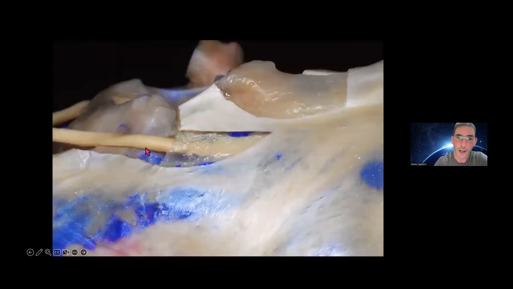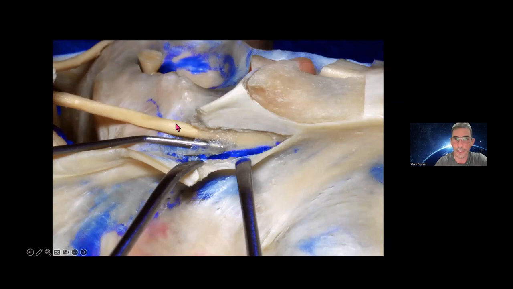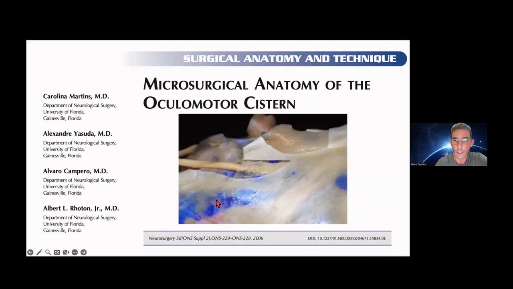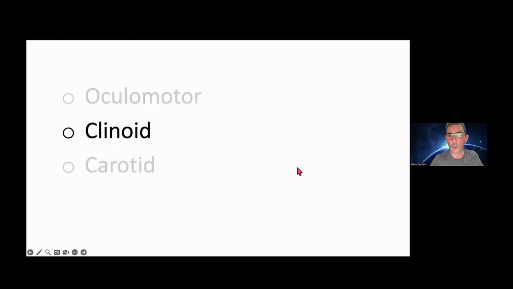Another important thing, when the nerve crosses over the hole in here, it is not inside the cavernous sinus. The third cranial nerve has a cistern. It is about 1 centimeter long and then starts to actually cross the cavernous sinus. So we can see here the third cranial nerve. We have a cistern here. We can see with the dissector, arachnoid. So we published in 2006 this anatomy of the oculomotor cistern.